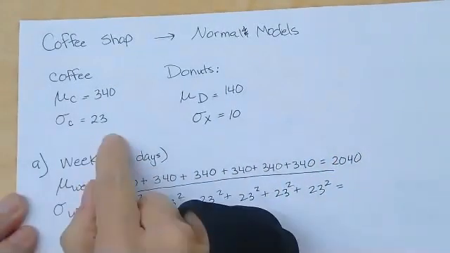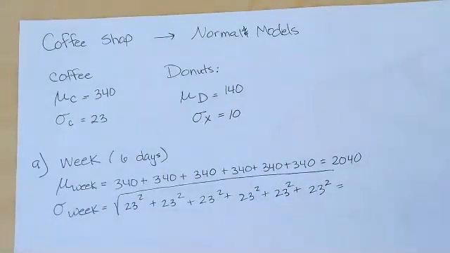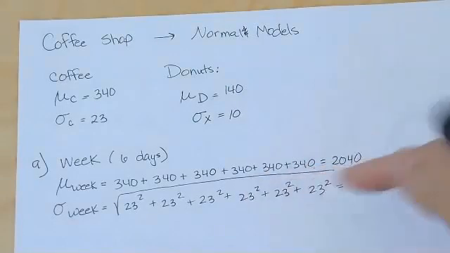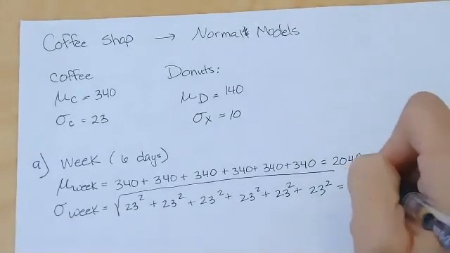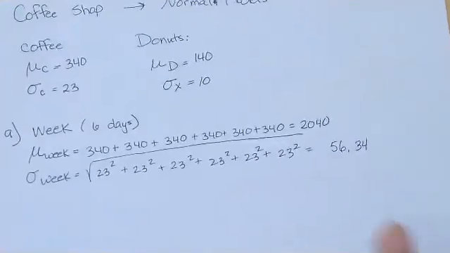Okay, we cannot just multiply that by 6. They're not saying, suppose one day he sells 6 times as much coffee as normal. That would be, yeah, let's multiply the number of cups of coffee by 6. That's not what we're doing. We're combining 6 independent days. So we're actually adding 6 days together. So 23 squared, do all of that and square root it. I get 56.34.